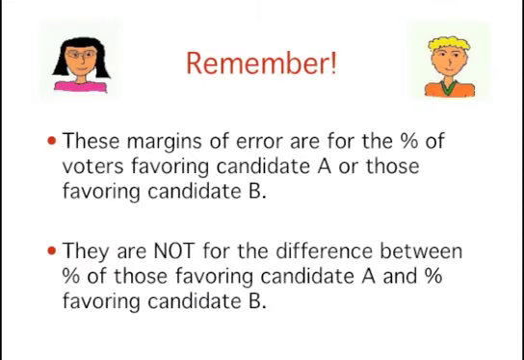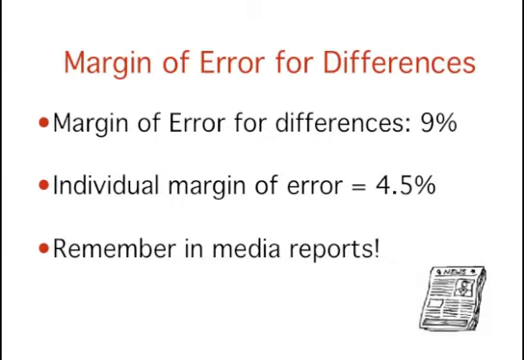Always remember that these margins of error, 4.5 in this case, are for the percent of voters favoring candidate A or favoring candidate B. They are not for the difference between the percent favoring candidate A and the percent favoring candidate B. The margin of error for differences is 9%, which is twice the margin of error for the individual percent, which is 4.5%. When the choices are dichotomous, like in our example, the margin of error for the difference is always double that for the individual.